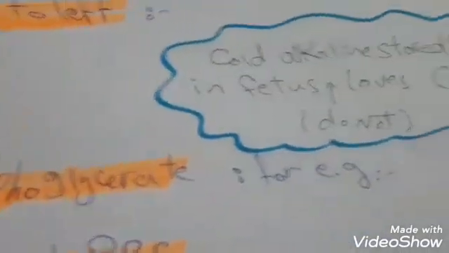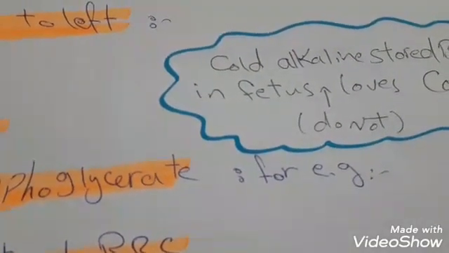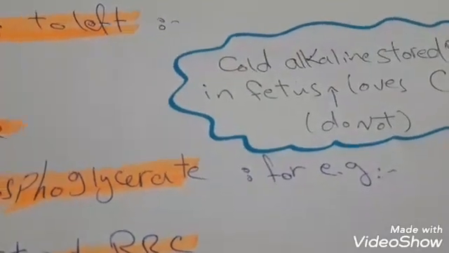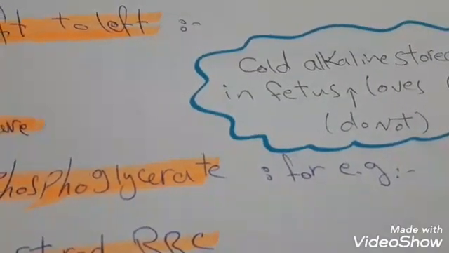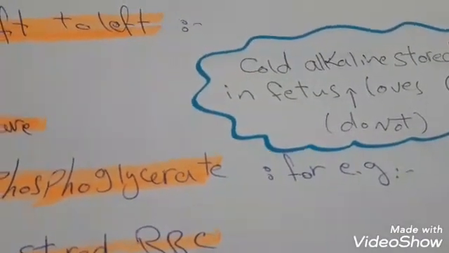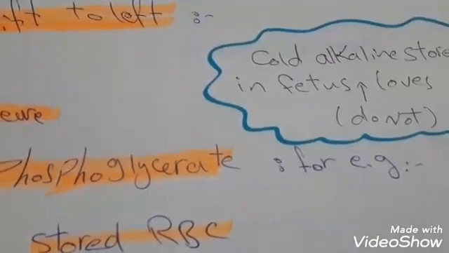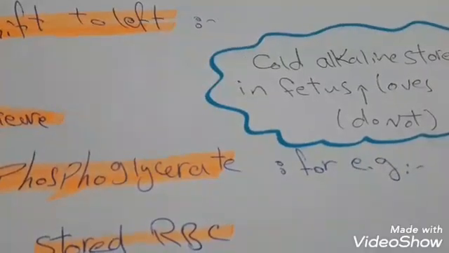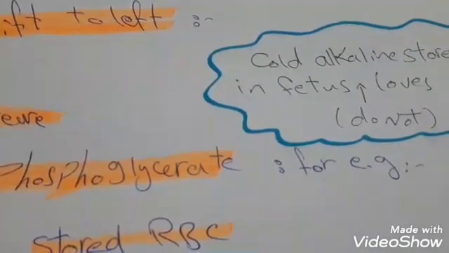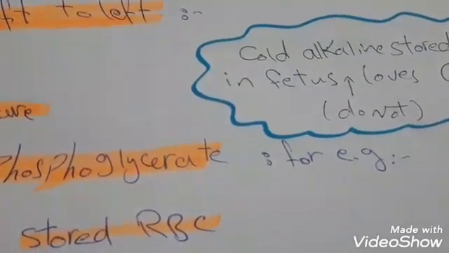And we can remember them by the mnemonic: cold, alkaline, stored blood, fetus, do not love CO2. Cold, decreased temperature; alkaline, alkalosis; stored blood or old RBC; fetal hemoglobin; and the L for the left; and CO poisoning.